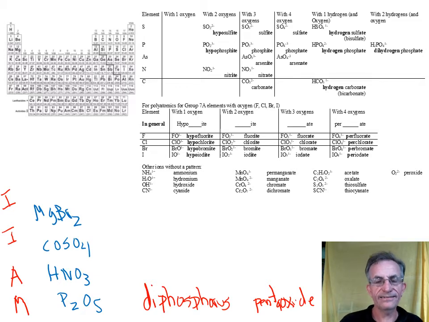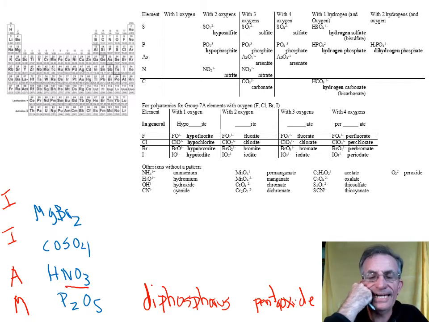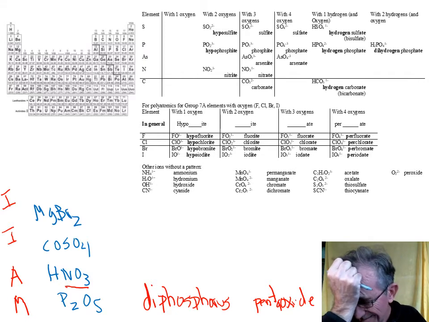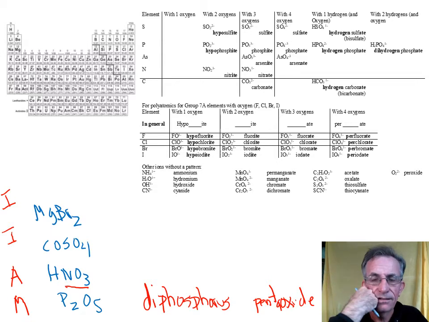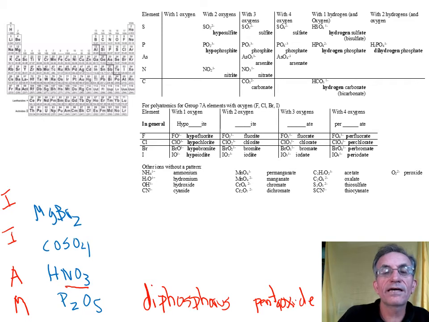All right, for the acid, you figure out the name of the non-hydrogen part. This part right here, NO3. The non-hydrogen part is NO3. Is NO3 an element or a polyatomic? It's a polyatomic, right? It's a bunch of atoms. It should be on the polyatomic list. NO3, is it? Oh yeah, it's right here.